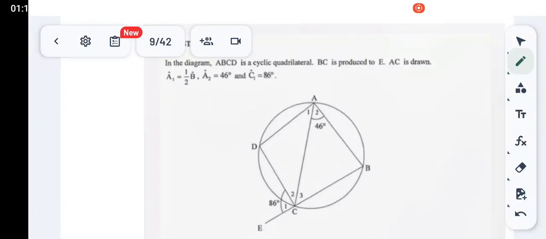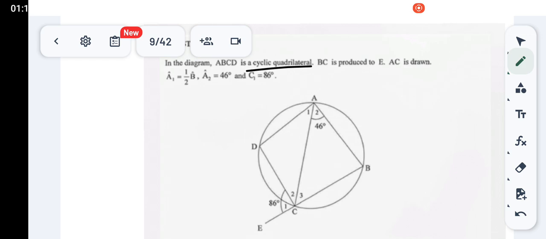Okay, Euclidean geometry time, and they are saying in the diagram ABCD is a cyclic quadrilateral. Now, since they are saying ABCD is a cyclic quadrilateral, we need to think about two things: what is a cyclic quad, and also the theorems that fall under cyclic quadrilateral.